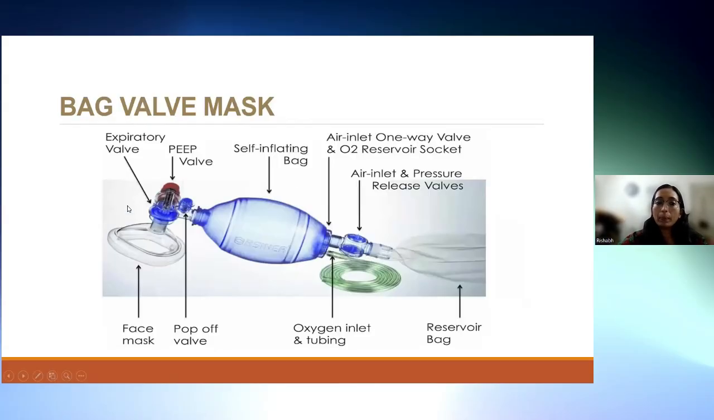Bag and mask, bag valve mask. Here, it has a face mask, an expiratory valve. There is a PEEP valve, a self-inflating bag, and it can be connected to a reservoir. Now, this reservoir can actually increase the FiO2 by connecting to a reservoir, just like a non-rebreather mask.